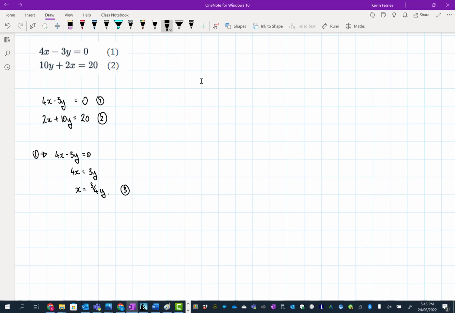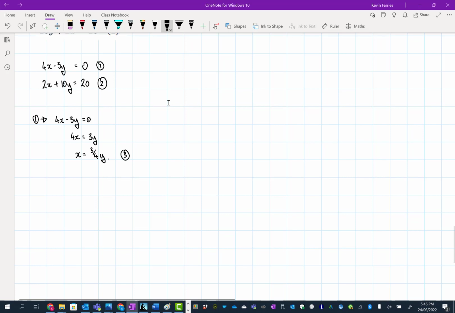So far, so good. So we've used equation 1. We've written x in terms of y. What we're going to do now is we're going to take this and put it into equation 2. So we've got x here. I'm going to take that x and I'm going to replace it with 3/4 y. Why? Because then I'm going to have one equation with one variable, therefore we're going to be able to solve it. So you're trying to collapse these two equations down into one equation with one variable.